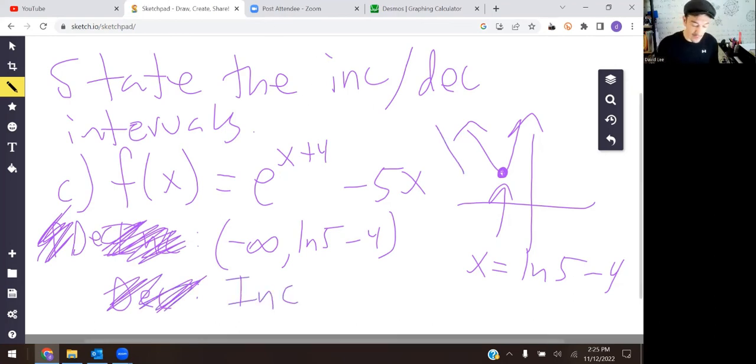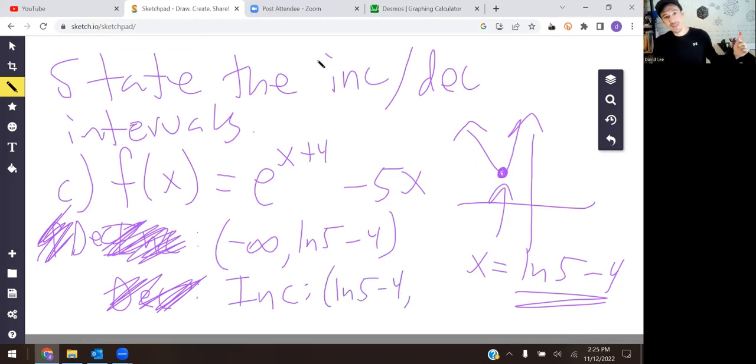Watch. Look, the graph goes down and then it goes up. So the graph was going down from negative infinity up until this x value. And then look, it goes up toward the sky after this critical number. So my increase would be ln 5 minus 4, and it increases to the right forever and ever. And that would mean positive infinity.